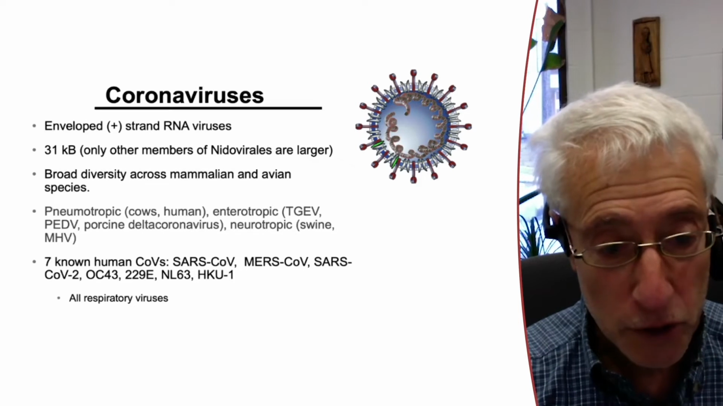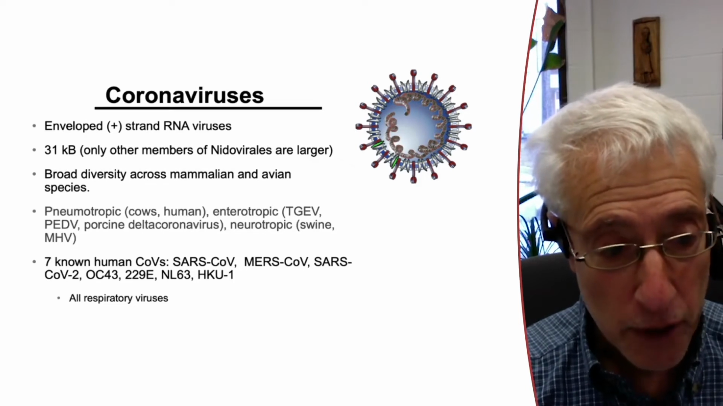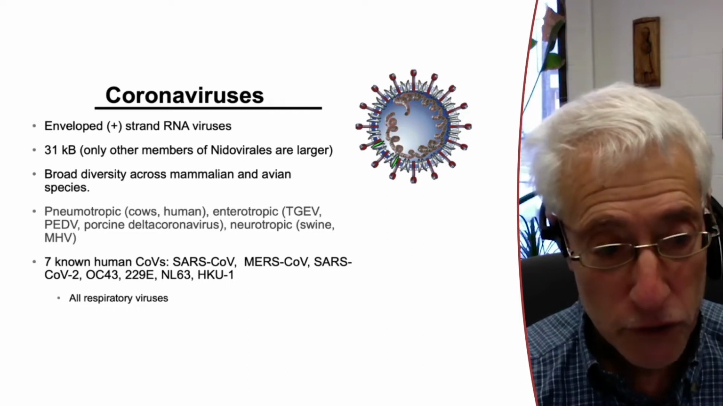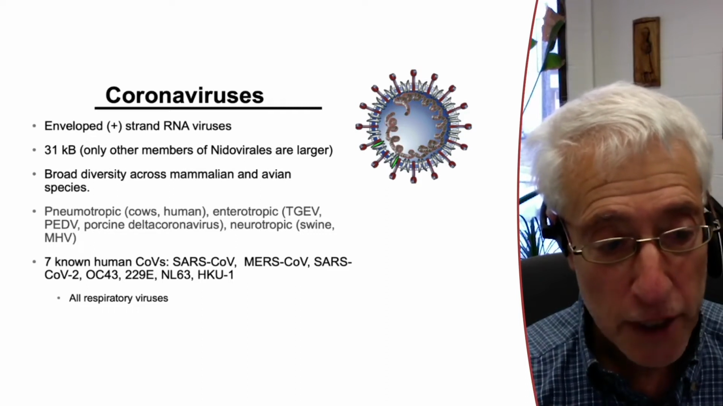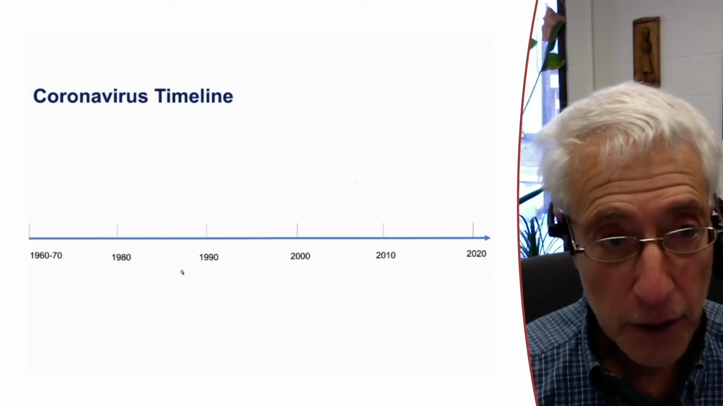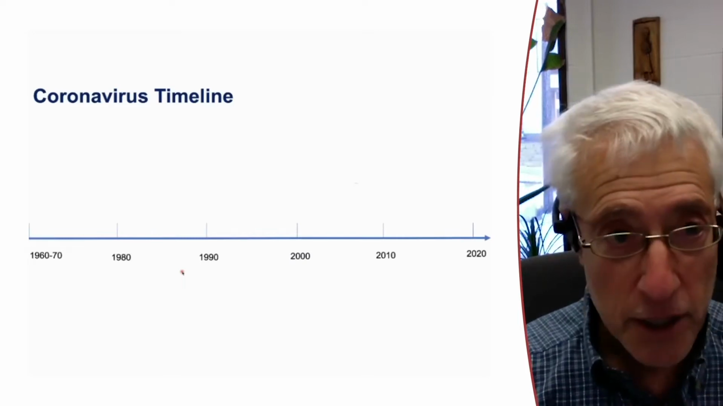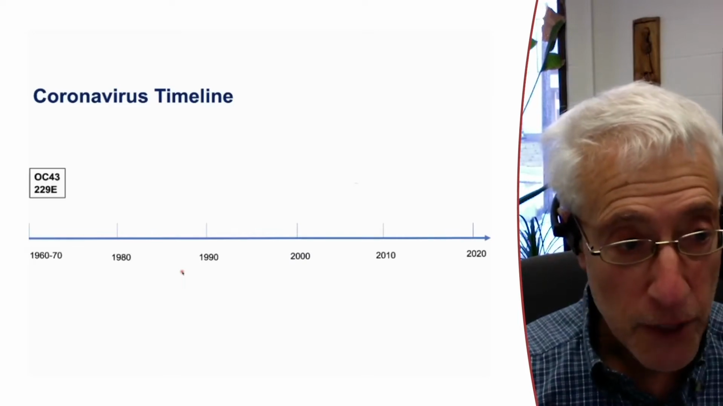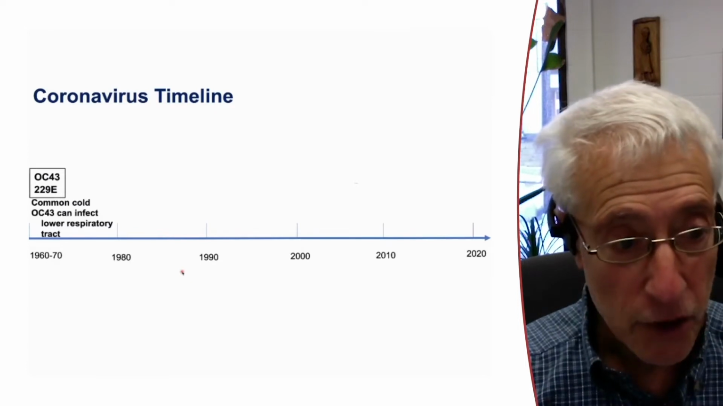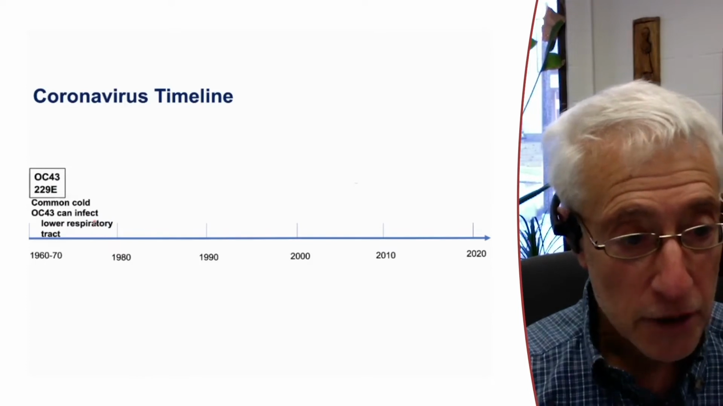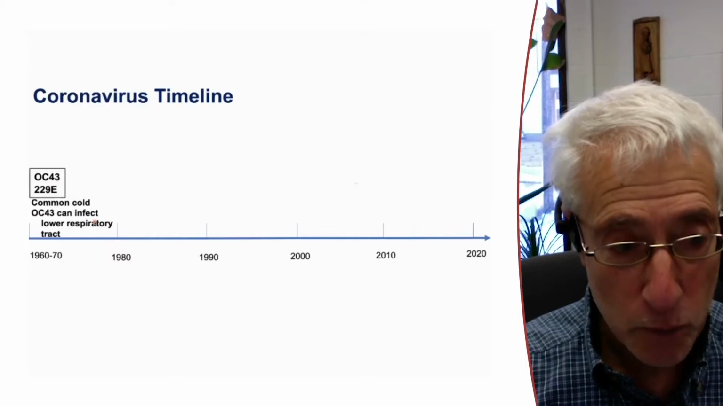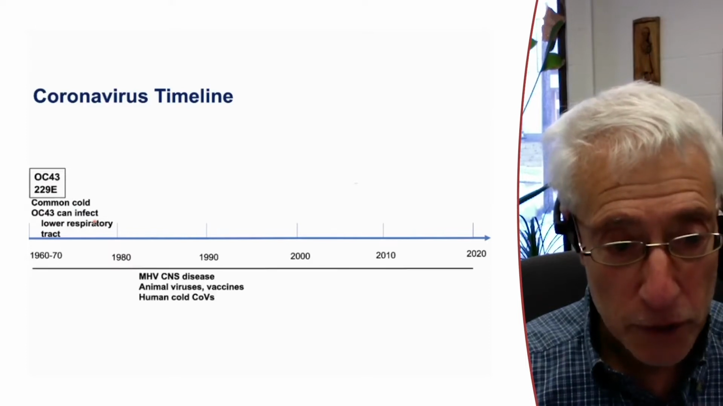There are 6 known human coronaviruses. 2 of them, SARS-CoV and MERS-CoV, were before SARS-CoV-2. And OC43, 229E, NL63, and HKU1 cause the common cold. The coronavirus timeline is shown here. OC43 and 229E were found in the 1960s, and they caused the common cold, and occasionally they were reported to infect the lower respiratory tract, and that may be an important point, which I'll point out in a few minutes.